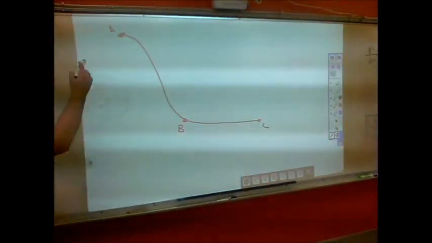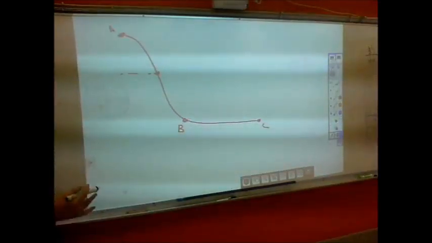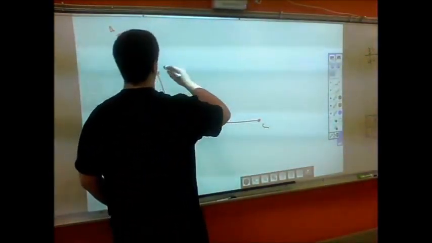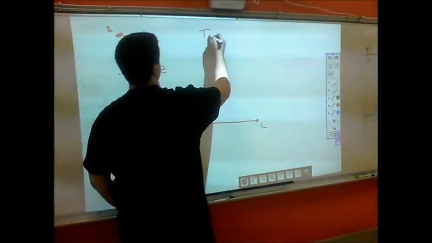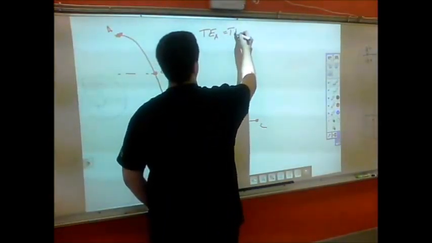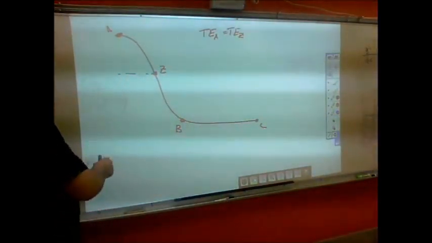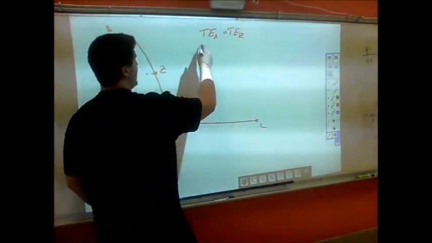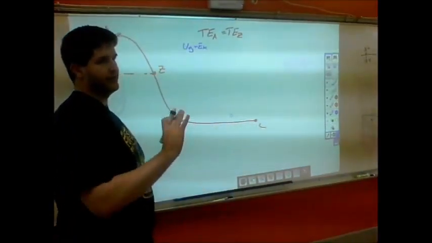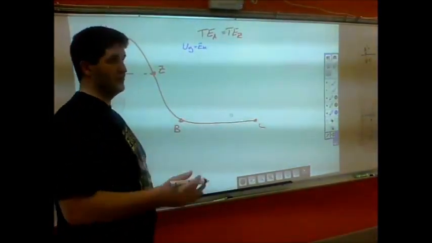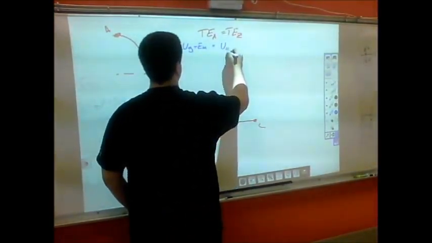Now, going from A to some midpoint, that's what it's asking. What is the velocity at the midpoint? I'm going to call this spot Z. I'm going to say the total energy at A is equal to the total energy at Z. I labeled that point Z because I think it's a cool looking letter. Now the energy at A, we have UG plus EK. I'm not going to write US because there's nothing elastic going on here, and nothing about rotation either. And then at Z we have UG plus EK.